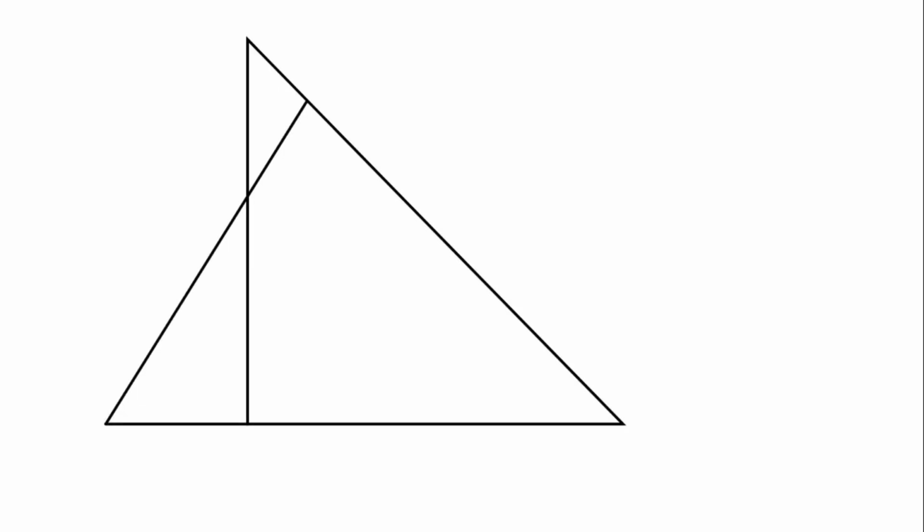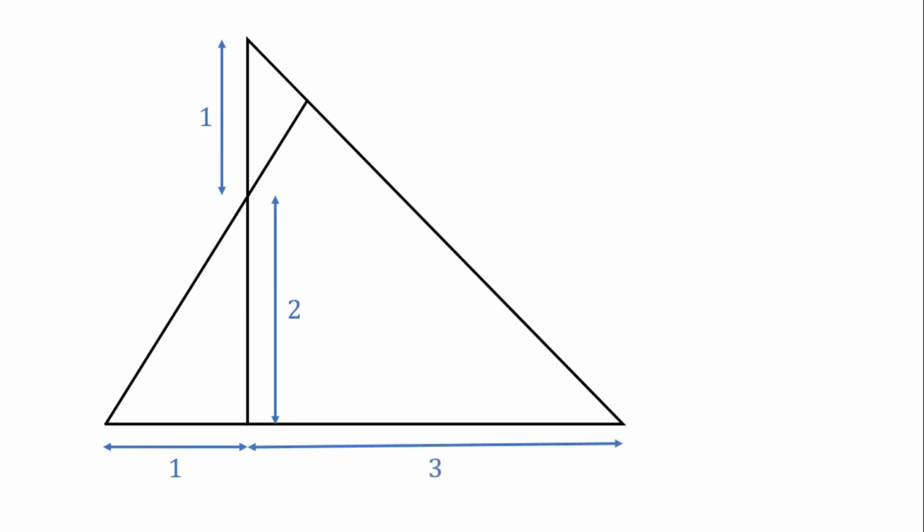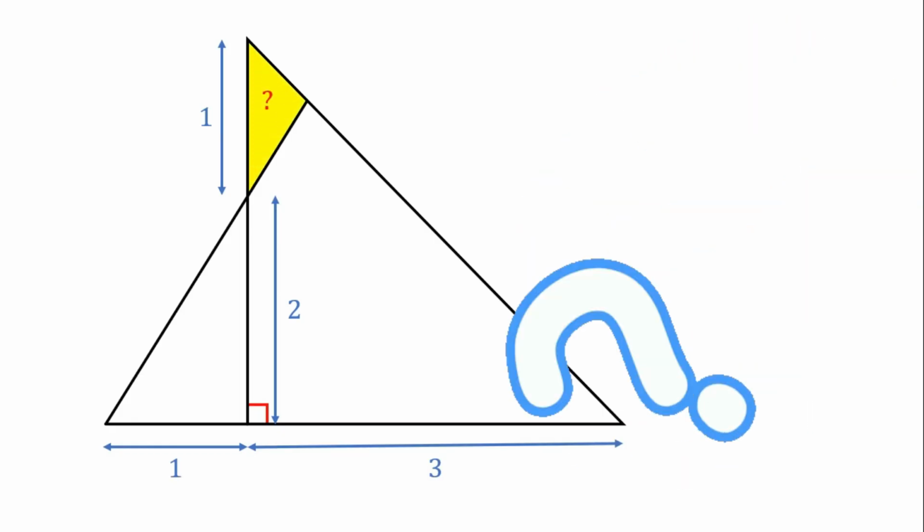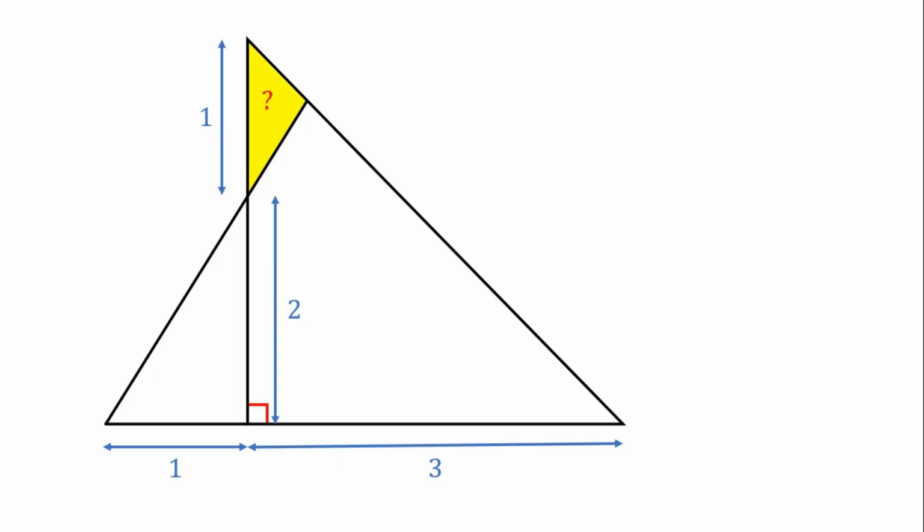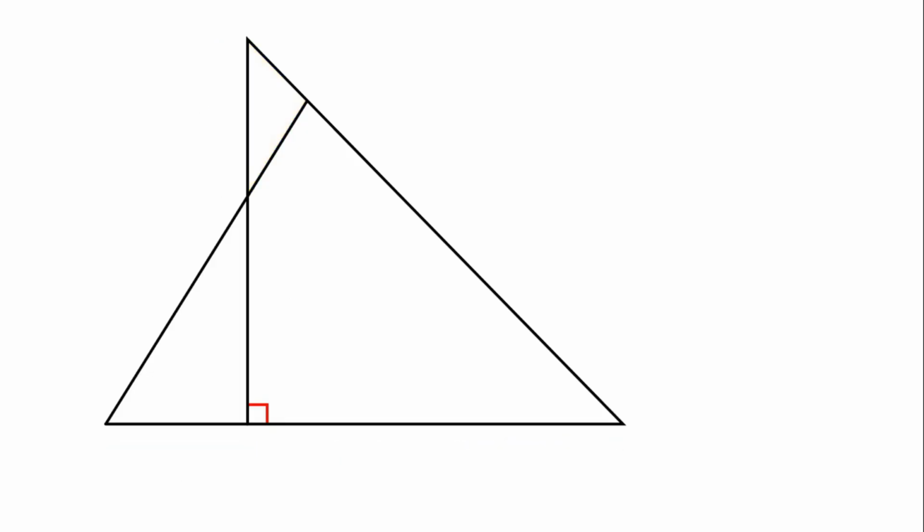Here's the figure. This segment has length 1. This segment has length 2. This segment is also 1. And this one is 3. We also know that this is a right angle. Your challenge is to find the area of the yellow triangle. Before we begin, pause the video, try solving it yourself, and let me know your answer in the comments.